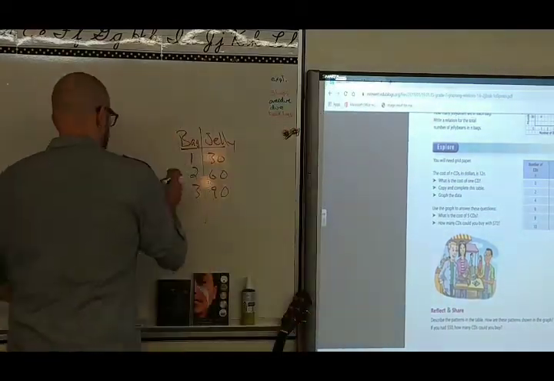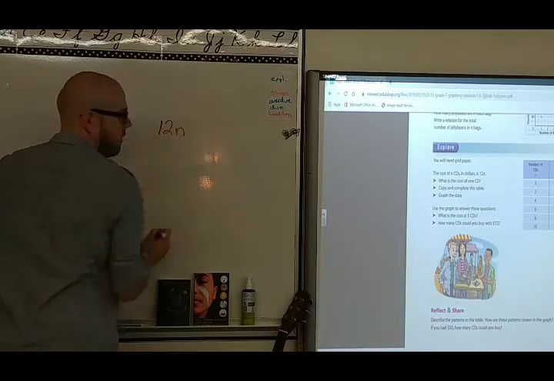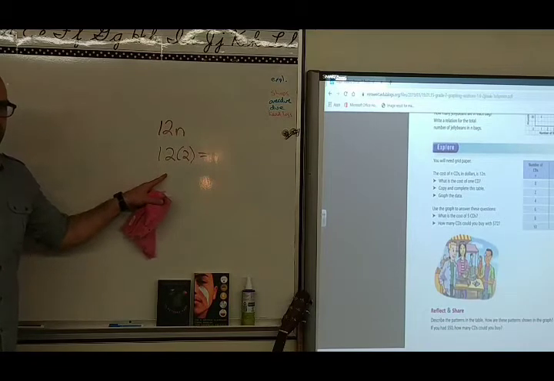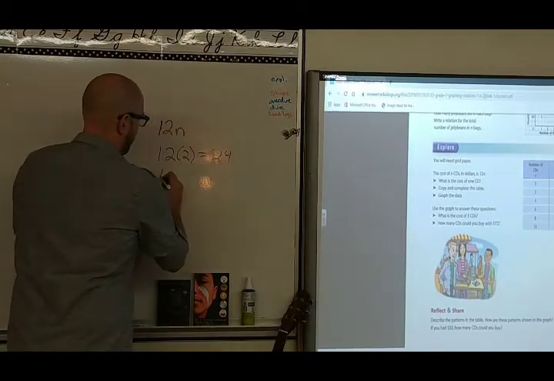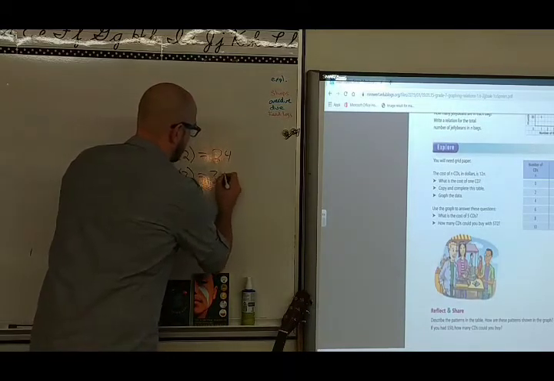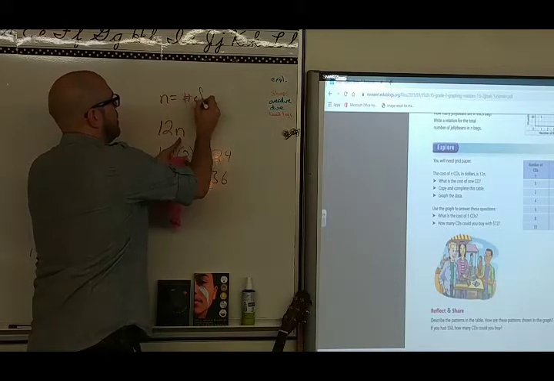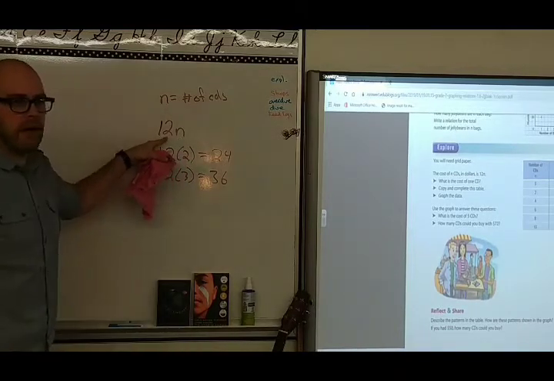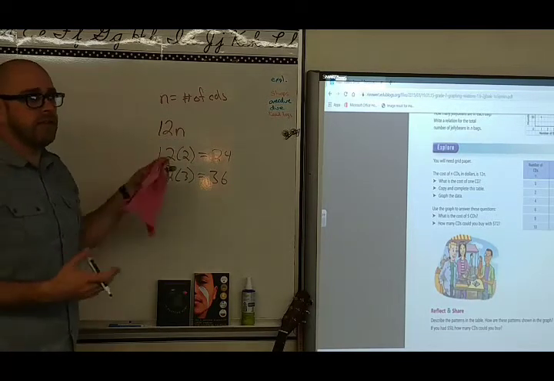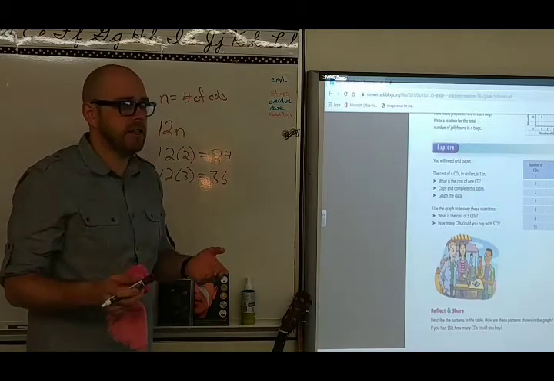24. And it says it's 12N. So the cost of CDs is 12N. So if I have 2 CDs, 24. So if I have 3 CDs, 36. All I'm doing is N is the number of CDs. N equals the number of CDs. So since it's $12 per CD, all I have to do is plug in how many CDs I'm talking about. This is algebra. And once you have an algebraic expression, you can balance it, it becomes easy.